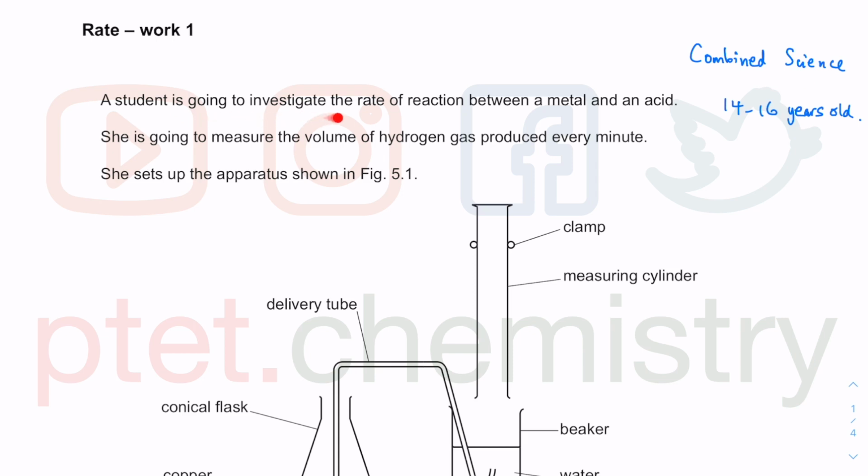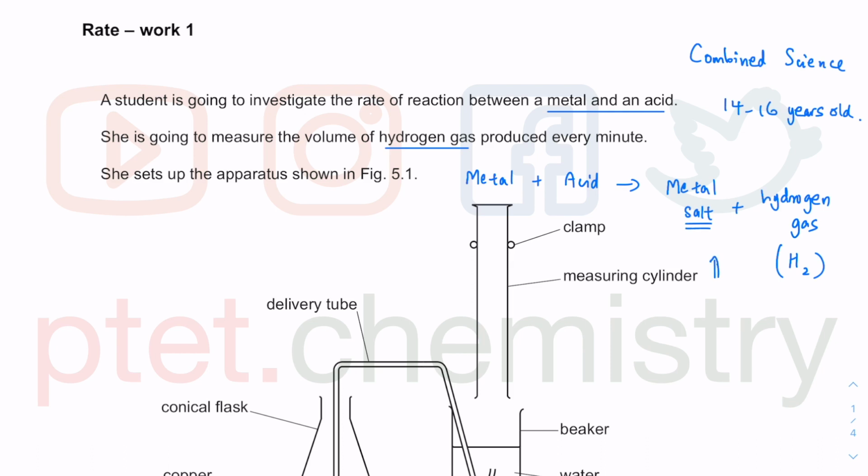So this student is going to investigate the rate of reaction between a metal and an acid, and this reaction will produce hydrogen gas. Just a brief recap. As you know, metal plus acid back in year 9 combined science curriculum, this will give you something called metal salt, and they will also give you hydrogen gas. Hydrogen gas is present as a molecule, which is H2 molecule, and this thing as a salt here, you have learned about it when you learn about naming.